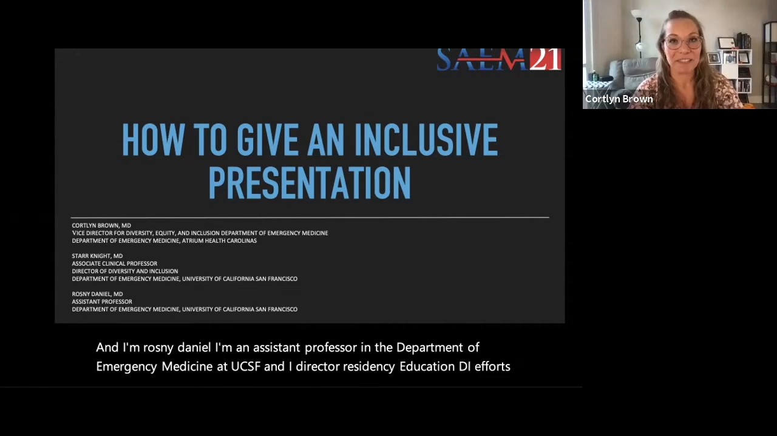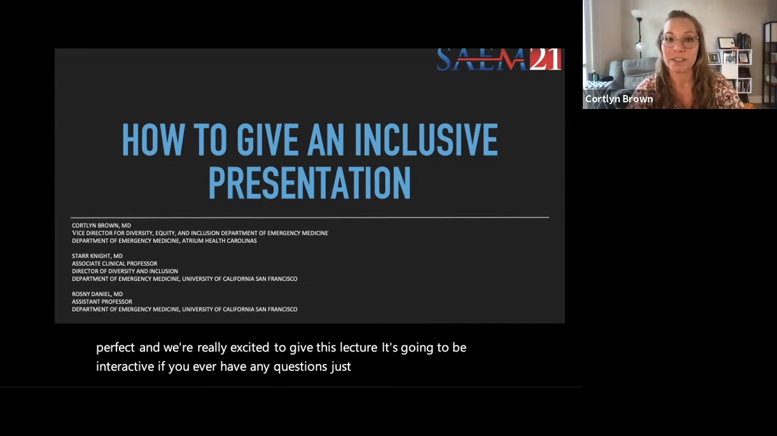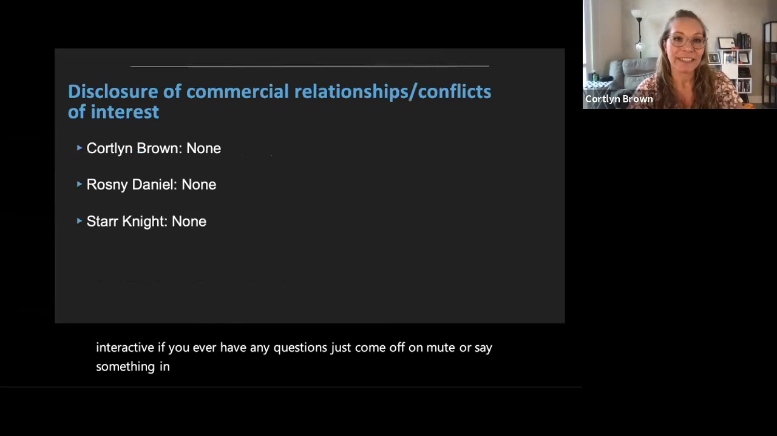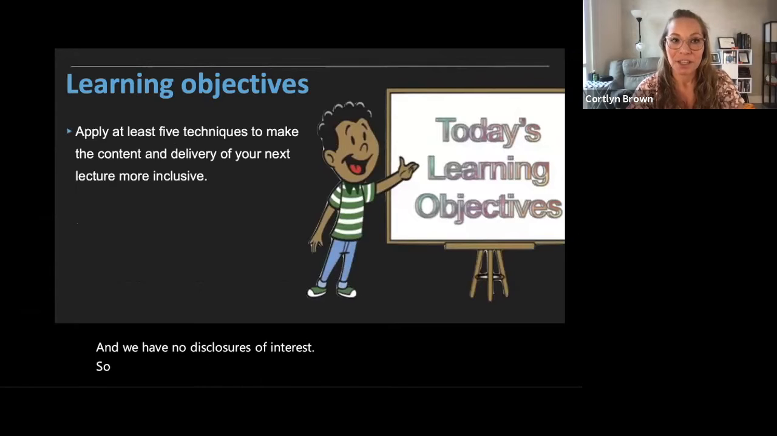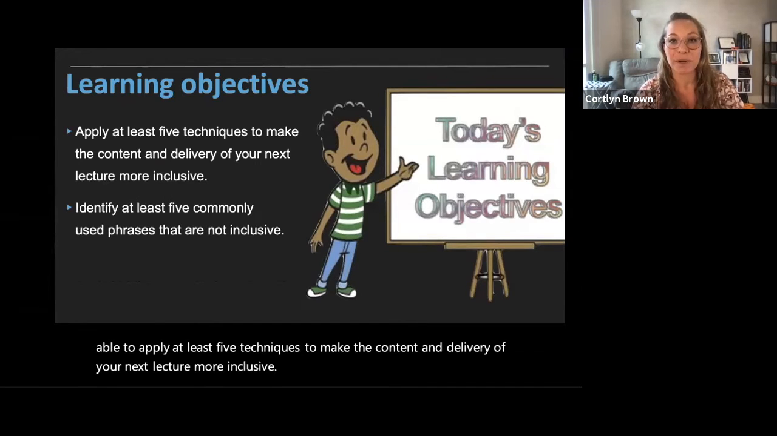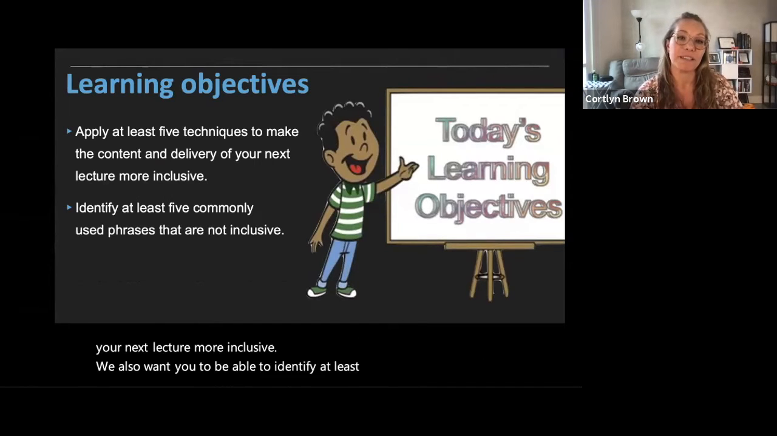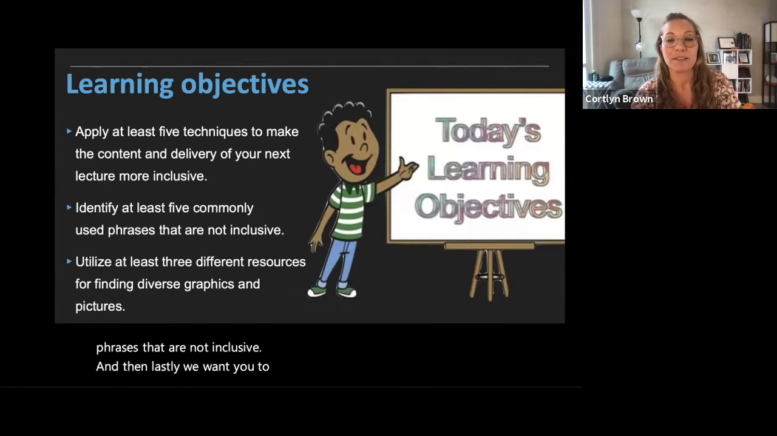Perfect. And we're really excited to give this lecture. It's going to be interactive. If you ever have any questions, just come off mute or say something in the chat. And we have no disclosures of interest. So first, our learning objectives. By the end of this talk, we want you to be able to apply at least 5 techniques to make the content and delivery of your next lecture more inclusive. We also want you to be able to identify at least 5 commonly used phrases that are not inclusive. And then lastly, we want you to be able to utilize at least 3 different resources for finding diverse graphics and pictures.